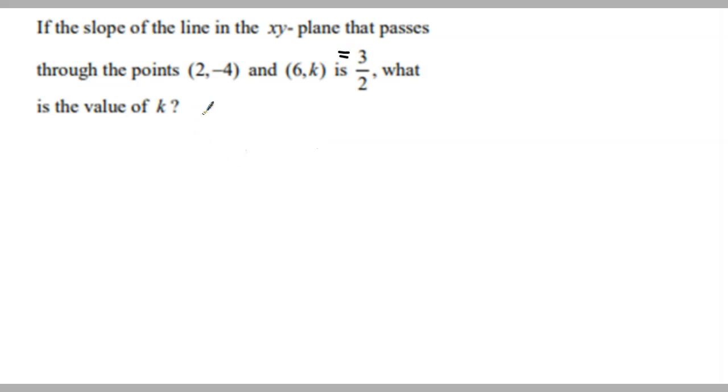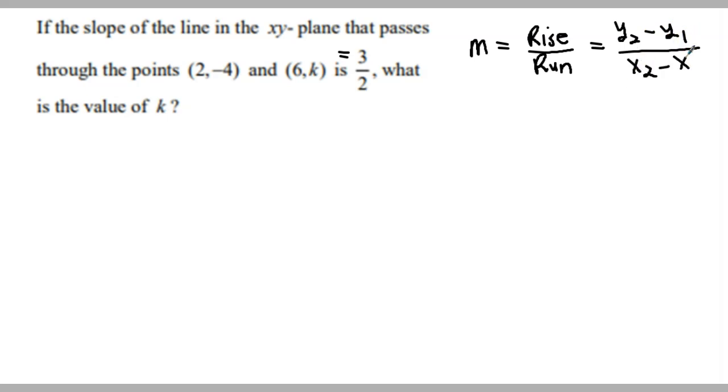Okay, so here we have two points. Anytime you have two points, the best tool for the slope is rise over run, which is the same as y2 minus y1, all divided by x2 minus x1. You can label your points, it does not even matter. So here we've got a point, and then you've got (6, k).